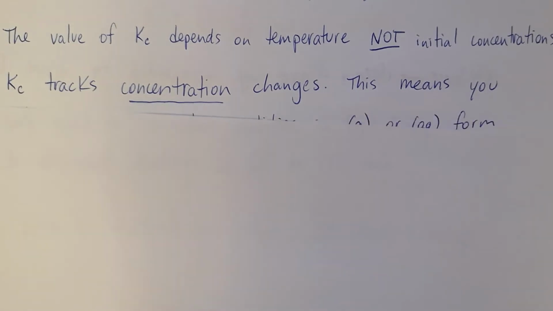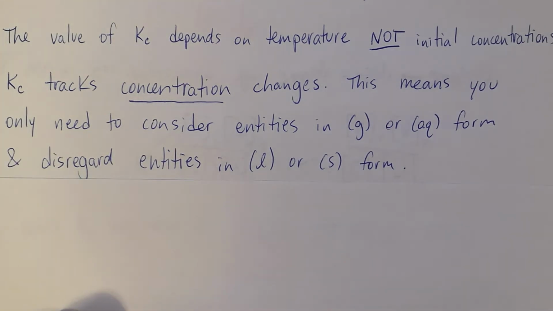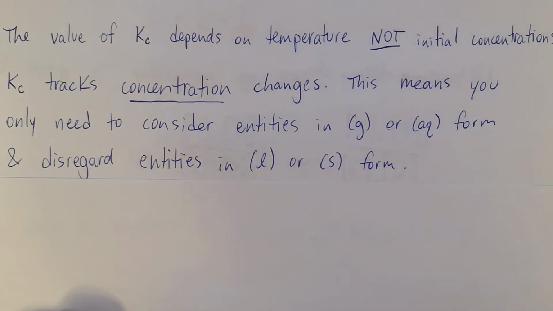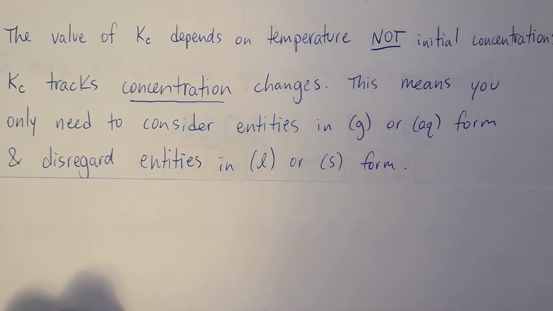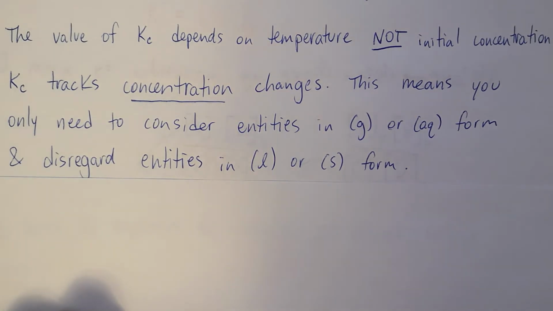I'm going to try to help you wrap your brain around this. Kc is all about concentration changes. In a chemical system, you only need to consider entities that are gas or aqueous, and not liquid or solid. In my next video, I'm going to try to convince you of that. Particularly with a gas, it's fairly simple. A gas takes up the volume of its container, so if you take away some of that gas, the concentration goes down.